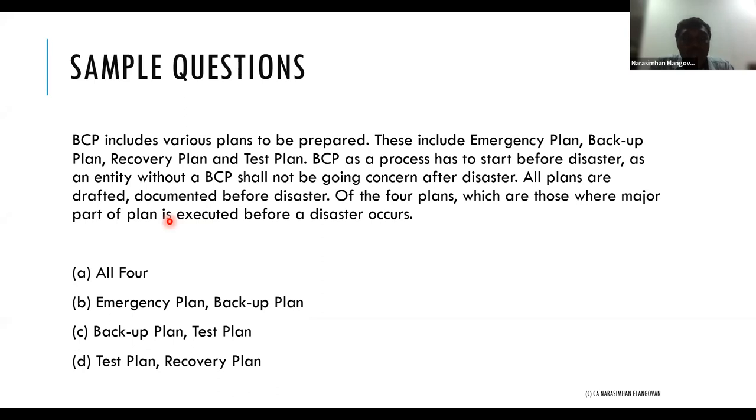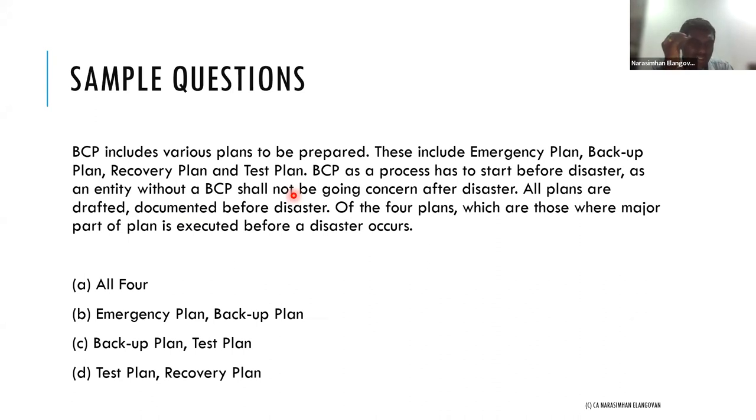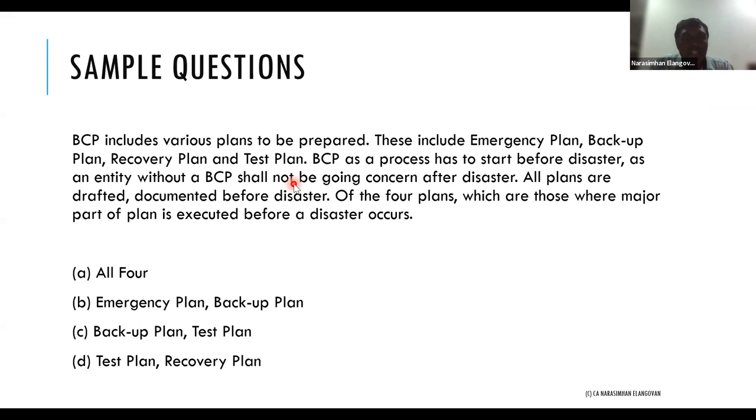Now, when it means before, we need to understand which among these four occurred before the disaster. Let's take one step back. What is the meaning of each of these four? The first, if you look into emergency plan, at the time an emergency occurs, what is it that you have to do? That is, what is an emergency plan? As simple as that. If an emergency occurred now, what is it that I will do? Right? Simple as that.